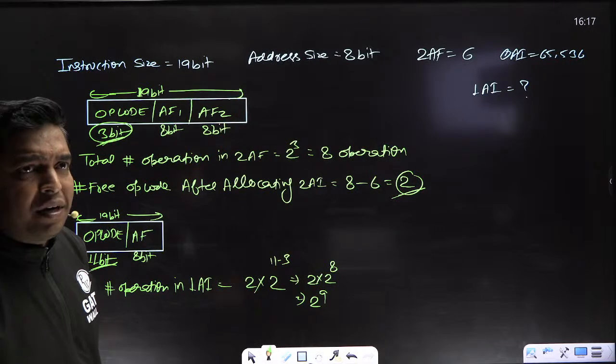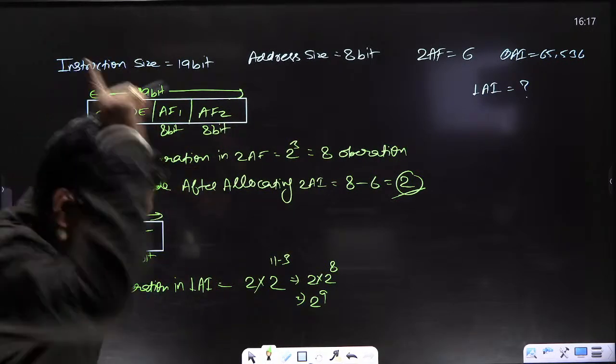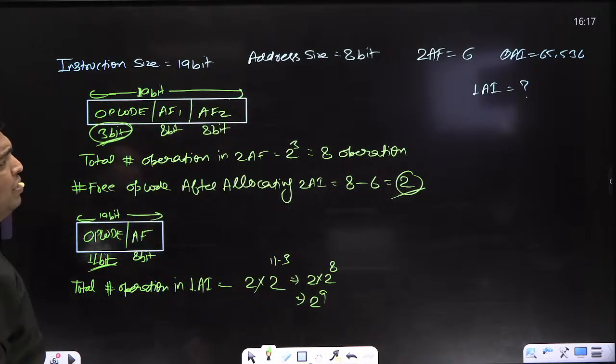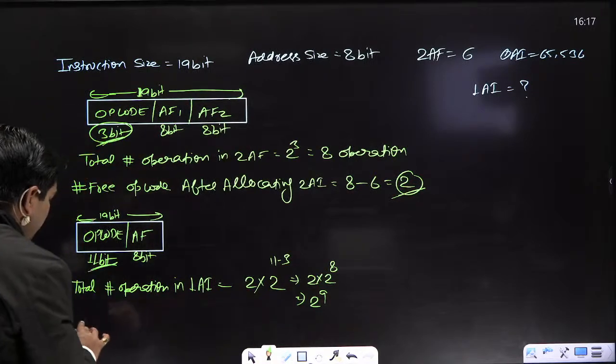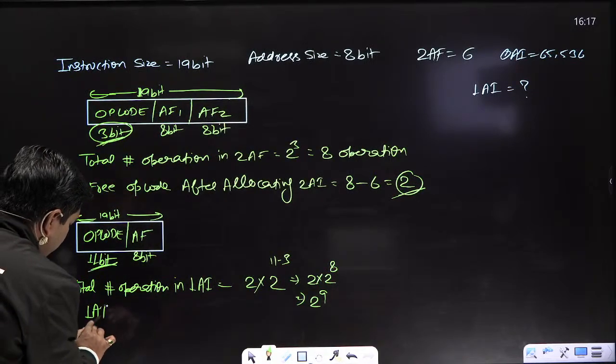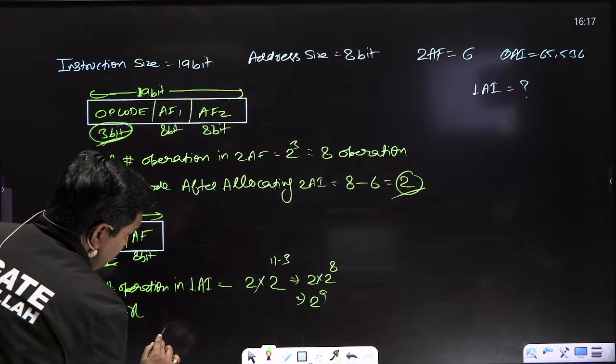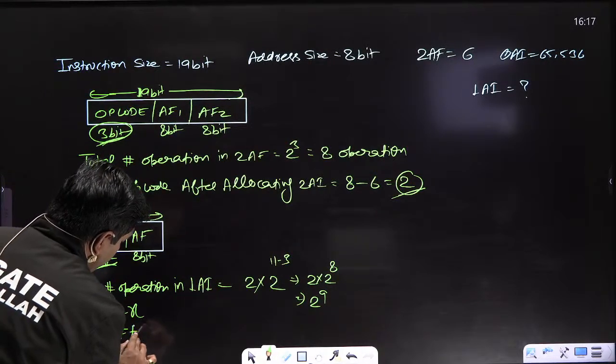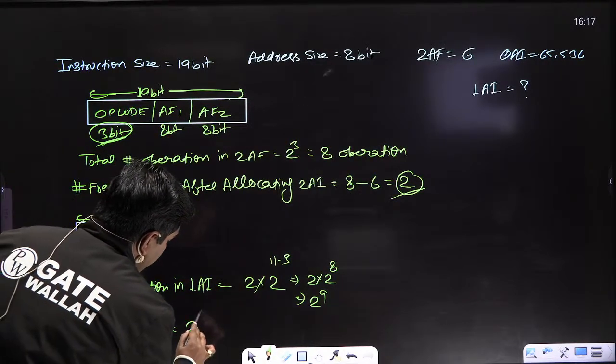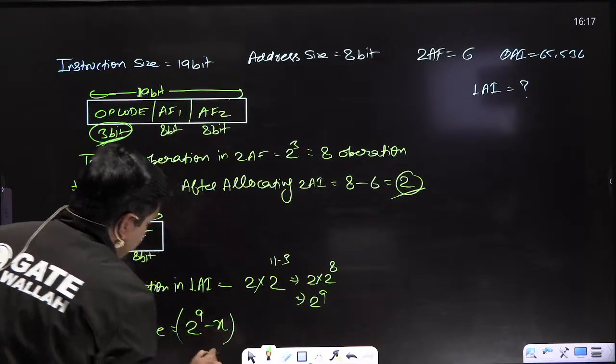Very good, Gaurav. Now you are getting correct. 2 raised to power 9. And I don't know how many, so I am assuming X. One address instruction is how much? X. Then number of free is how much? Number of free is 2 raised to power 9 minus X, my dear.